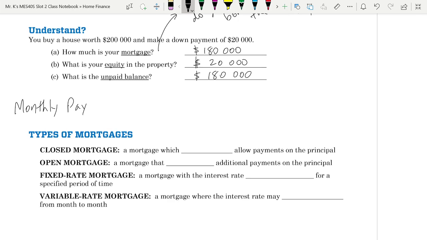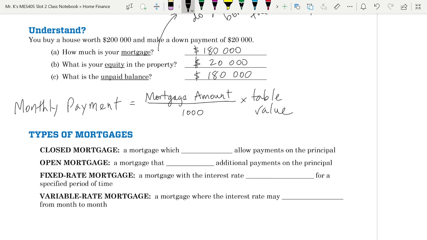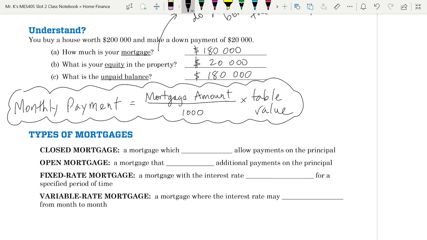That's why we have this room in here. We're going to put a formula in here. The monthly payment is equal to the mortgage amount divided by 1,000 times the table value. Hey, does this formula look familiar? Oh yeah, this was the formula we used in the last chapter to figure out vehicle payments. It works the same in this chapter.